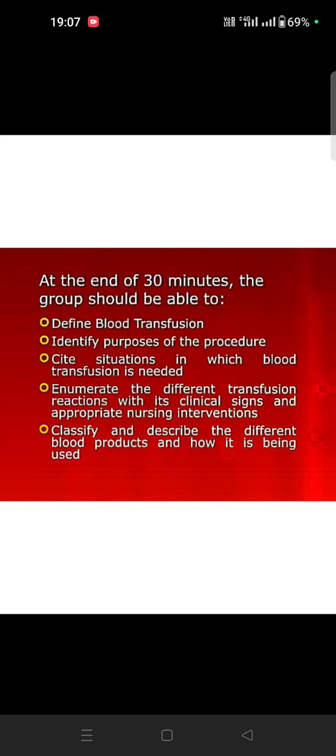So next class is blood transfusion. At the end of the 30 minutes we can give that one. Define the blood transfusion, identify the purpose of the procedure and the situation in which blood transfusion is needed. Then enumerate the different transfusion reactions, clinical signs and appropriate nursing interventions. Then describe the blood products.